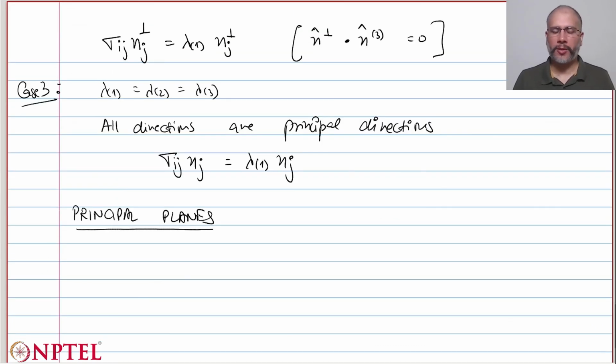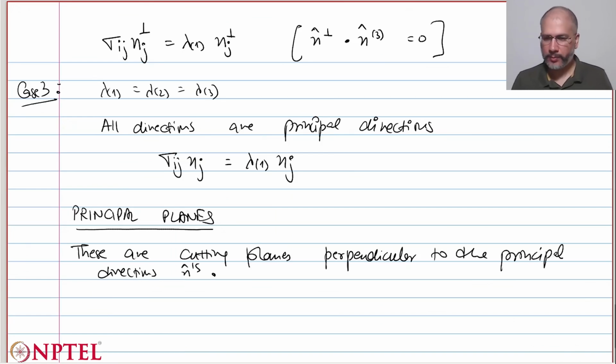Now we move on to the final topic, that is principal planes. We found n hats, which are principal directions of the stress tensor sigma. So the planes corresponding to these principal directions, that is the cutting planes which are perpendicular to the principal directions, are called principal planes. Now please make note that principal directions are basically directions which are perpendicular to the cutting plane. So that's the reason we write perpendicular here.